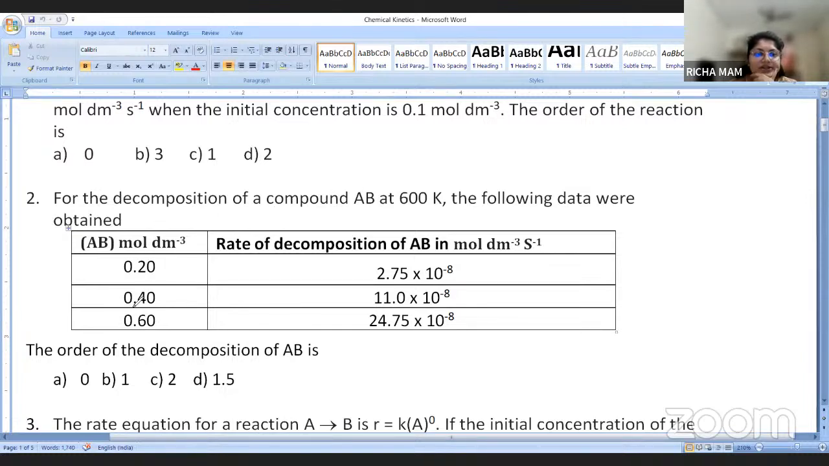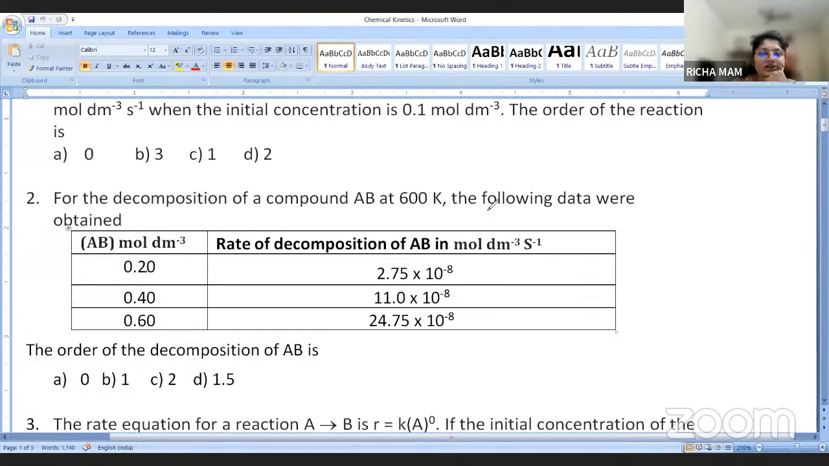The data obtained is: for AB at 0.20 mole per dm³, the rate of decomposition is 2.75 into 10 raised to minus 8. When the concentration of AB was 0.40, the rate of decomposition was 11 into 10 raised to minus 8. When it was 0.60, the rate of decomposition was 24.75 into 10 raised to minus 8. So what is the order of decomposition?